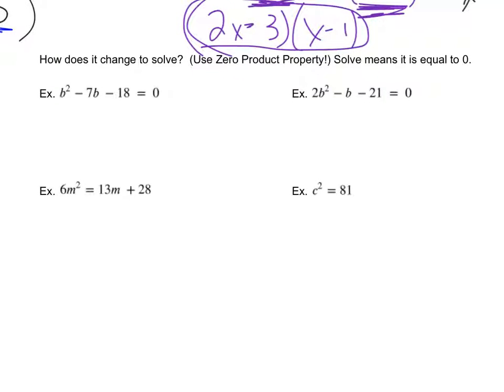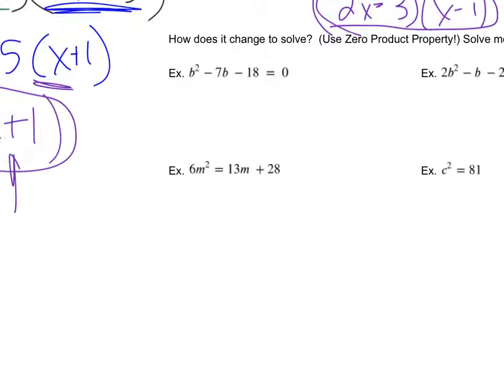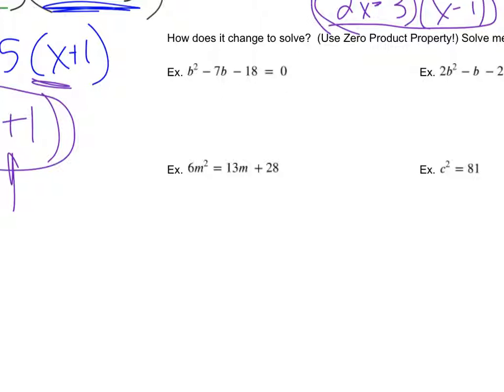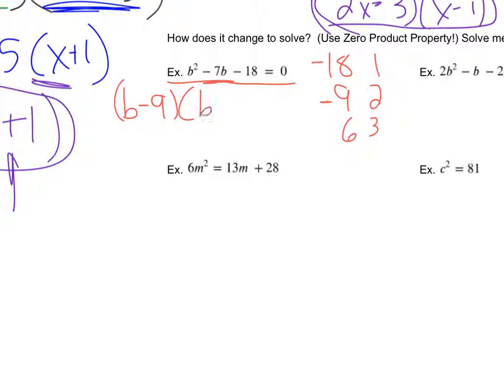So now, how does it change when I start setting things equal to 0? The answer is not a whole lot. All I do is take one more step. So if I do this one, I start looking at negative 18. How can I get negative 7? Well, if I start looking at factors of 18, negative 9 and 2 would give me negative 7. So I go b minus 9 and b plus 2 equals 0.